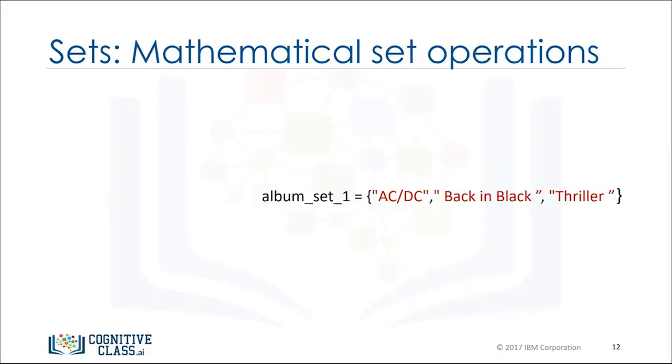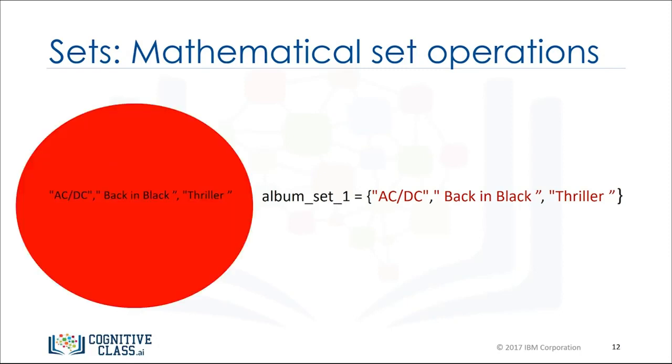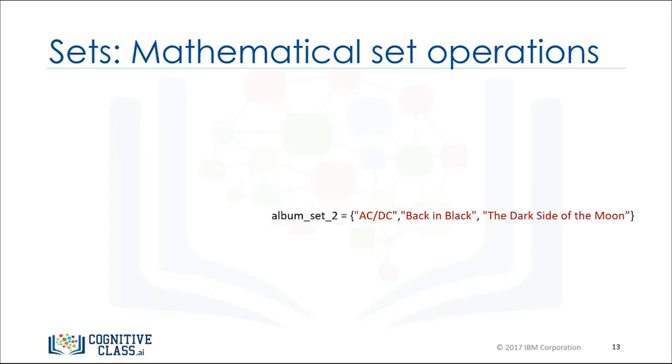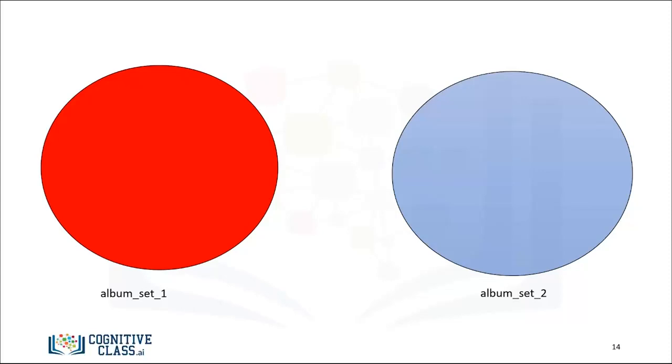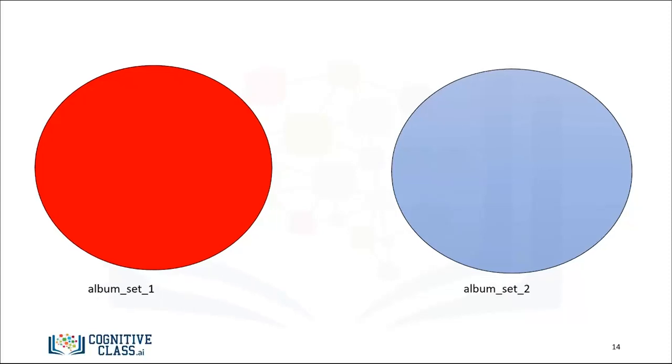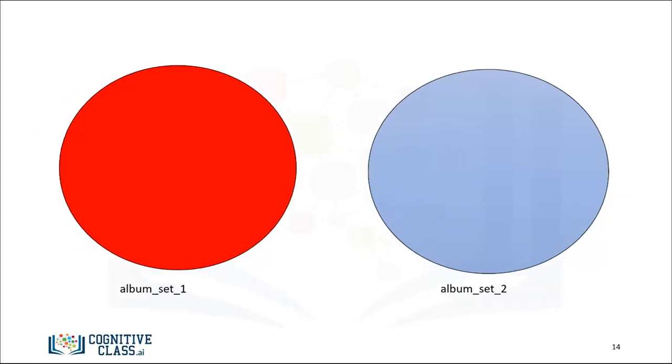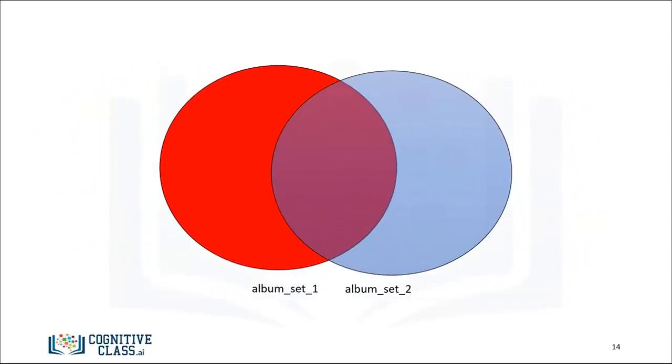There are lots of useful mathematical operations we can do between sets. Let's define the set album set 1. We can represent it using a red circle or Venn diagram. Similarly, we can define the set album set 2. We can also represent it using a blue circle or Venn diagram. The intersection of two sets is a new set containing elements which are in both of those sets. It's helpful to use Venn diagrams. The two circles that represent the sets combine. The overlap represents the new set.